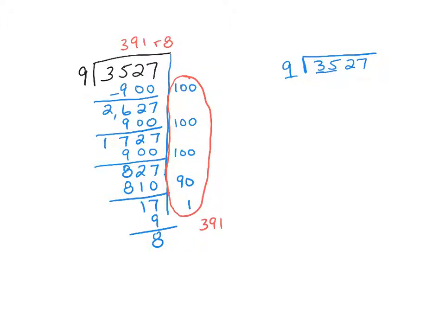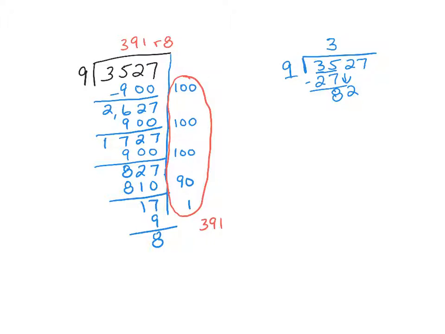Well, 9 times 4 is 36, so that's too many. So 9 times 3 is equal to 27. I'm going to put down the 27, and then I'm going to go through and subtract. I have 8 left over, and I'm going to bring down my next number, which is a 2.